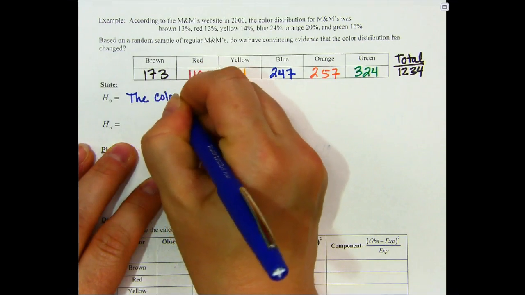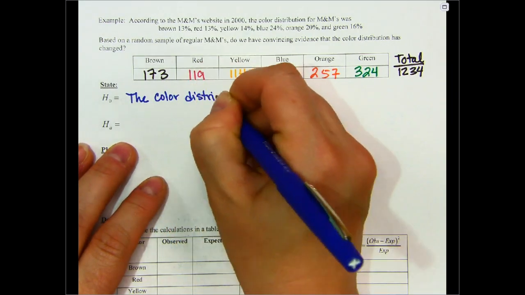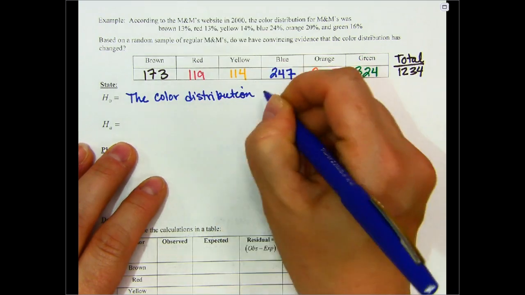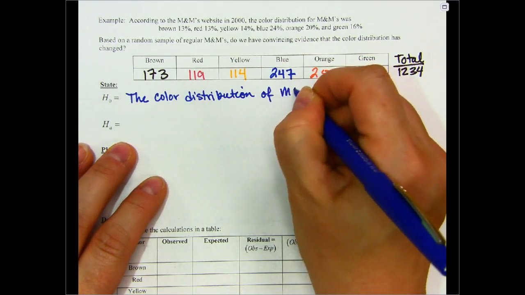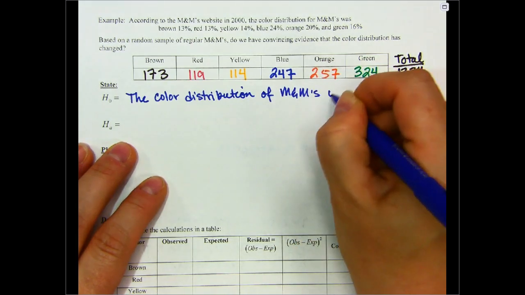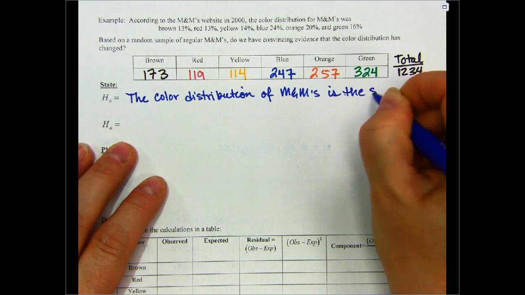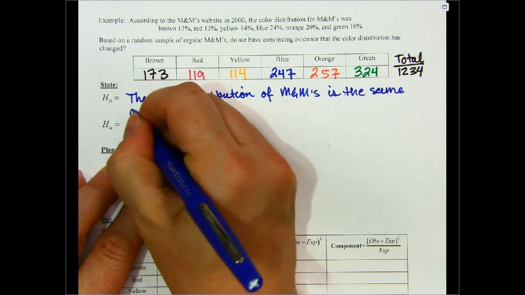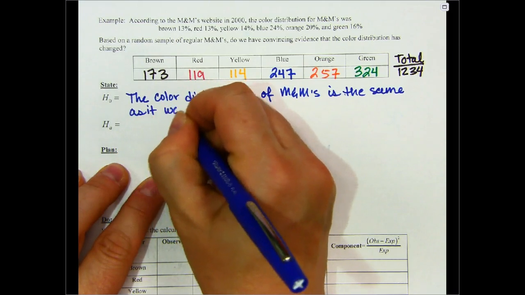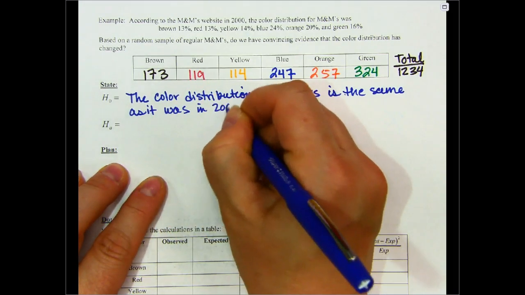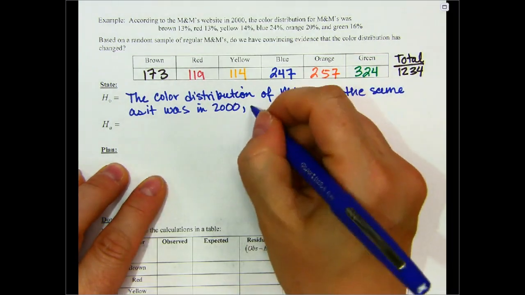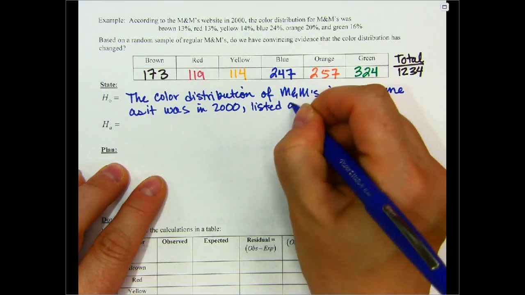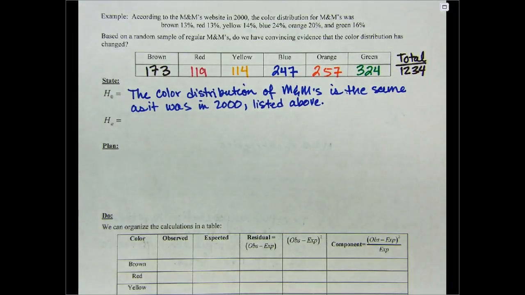The color distribution of M&Ms is the same as it was in 2000. You don't have to rewrite it; I'm just going to say listed above. That's all you have to say, that you believe no change has occurred since the year 2000. That's our null hypothesis.